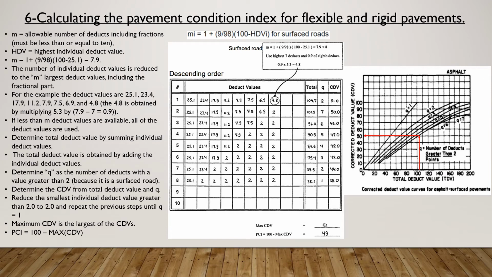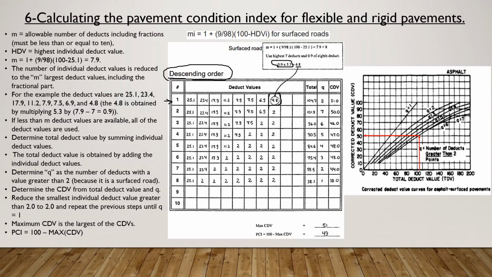Now, after calculating the deduct values for all the distresses, the next step to calculate the PCI is to arrange those deduct values in descending order. As you can see here, the arrangement is in descending order, and the last deduct value is multiplied by 0.9. Here 0.9 multiplied by 5.3 gives us 4.8.